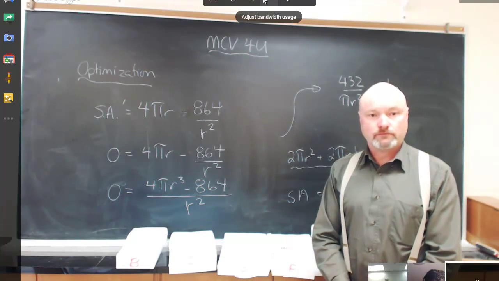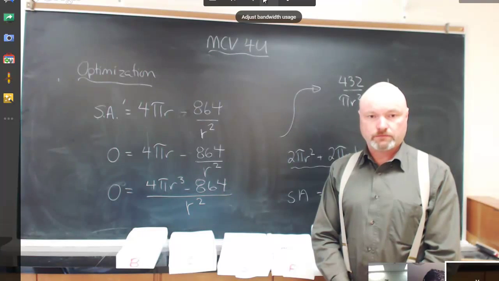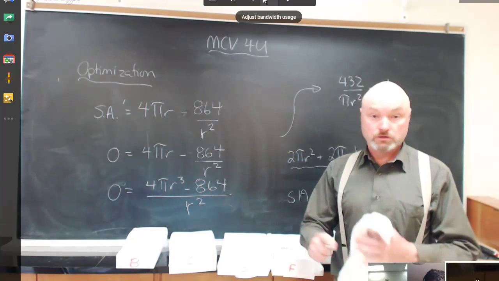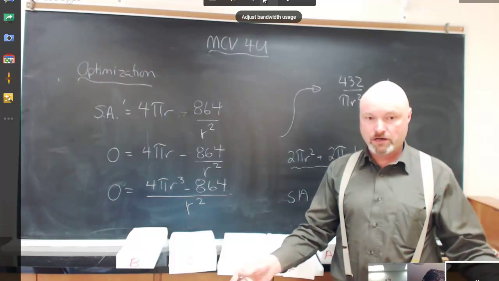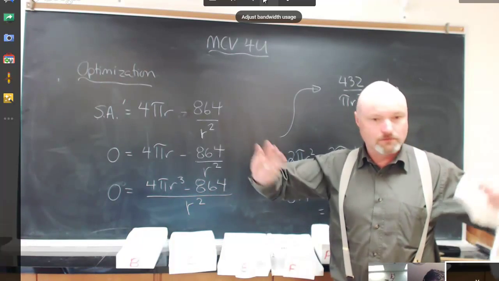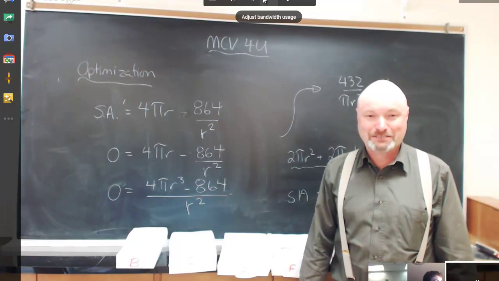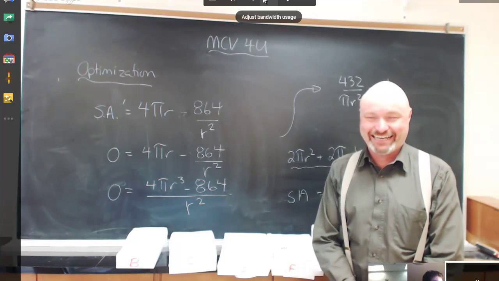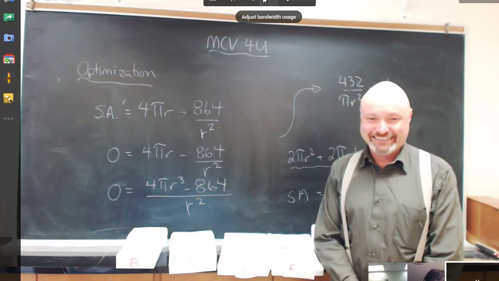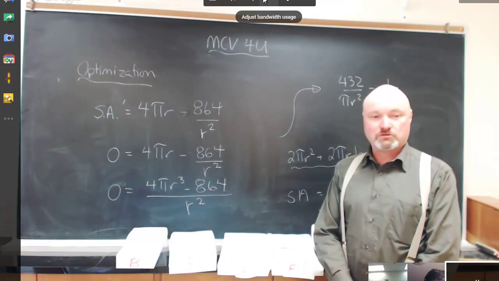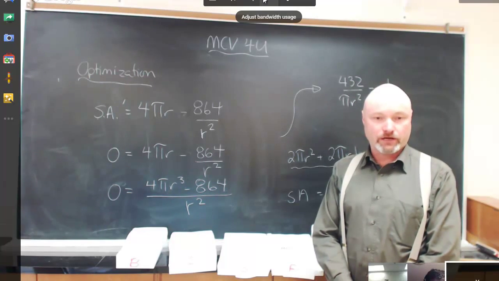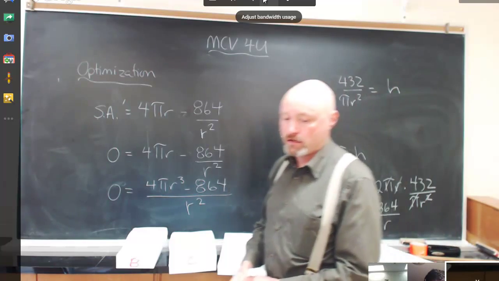How's that? Do you understand it? Does it make sense? So, usually look for a relationship. It's the one we're trying to optimize. There's almost always two variables on the right-hand side. One of them will be a constraint, and try and substitute the other variable. Does that sound okay? All right.